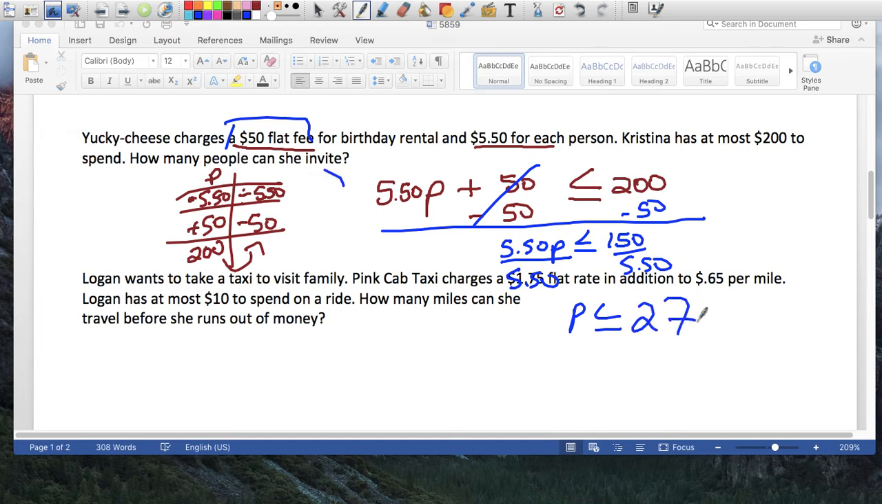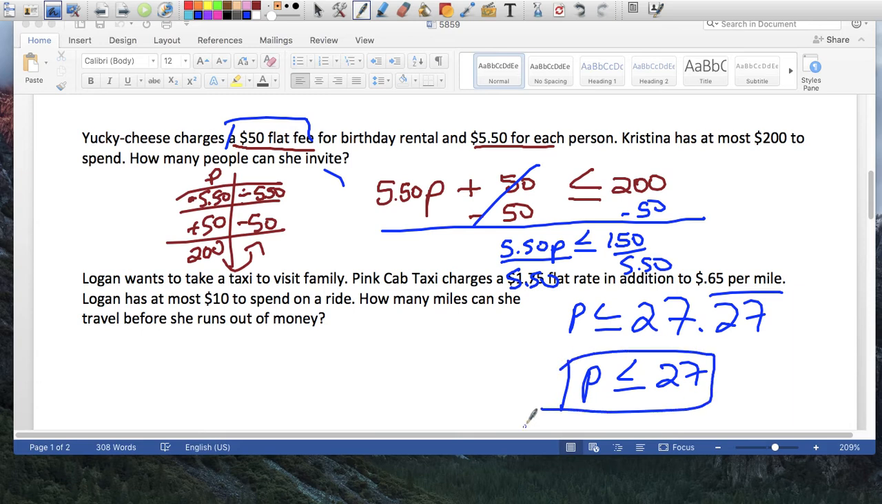If you look at the answer in the calculator, it is 27.272727 repeating. So, can you invite 27.27 of a person? No. So the number of people that you can invite has to be less or equal to 27. So that's the maximum number that you can invite without going over your budget.